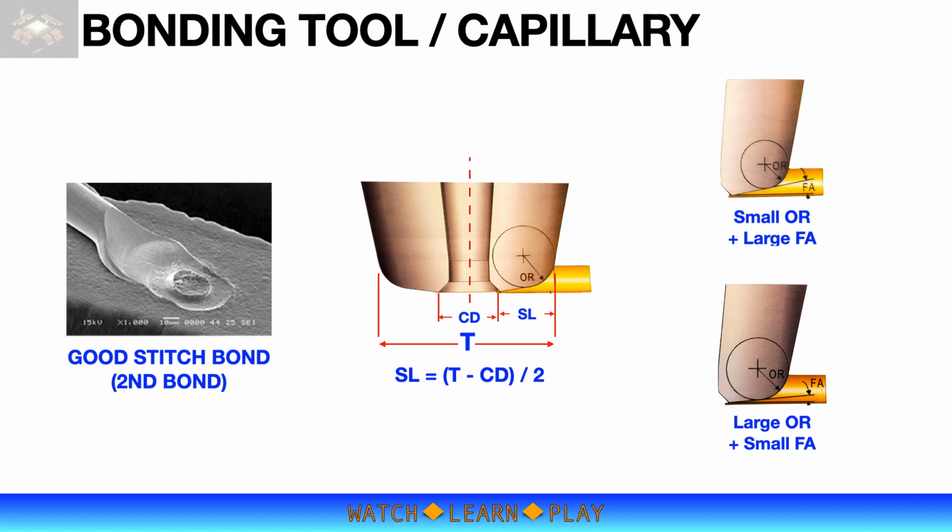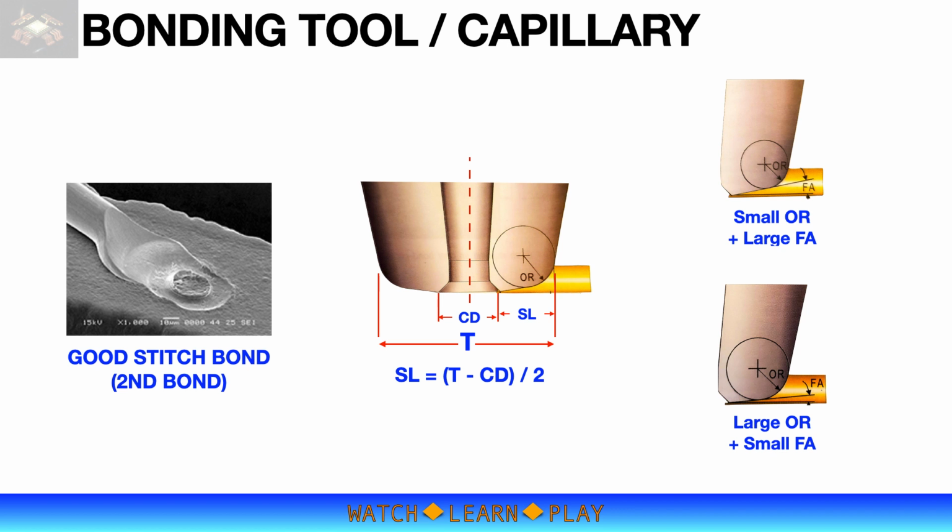We have discussed how capillary design affects the mash ball, which technically is the first bond. Equally important is the proper bonding of the second bond, or what we also call a stitch. A good stitch bond is shown on the image in the left. The stitch has a shape of a fishtail with thickness shaped by the capillary face angle, FA.